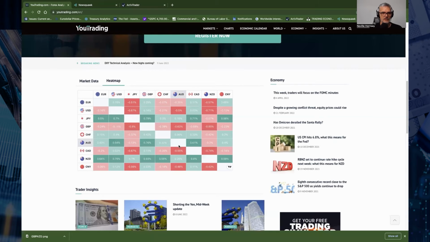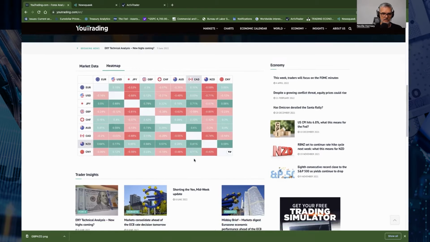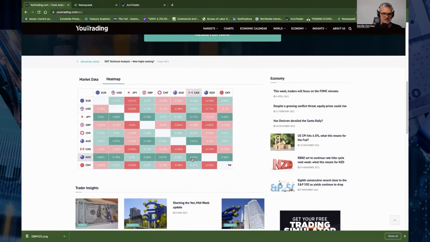Okay, we're going to start with the YouTrading.com Forex heat map. The yen, Swiss franc, the Aussie, and the New Zealand dollar are all doing well today. The US dollar is weak, but the pound is the weakest, closely followed by the CAD and then the Chinese yuan. So completely mixed today, no real risk on, risk off. So we're not expecting equities or commodities to go in one direction.